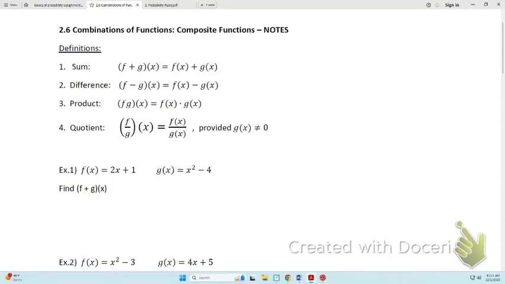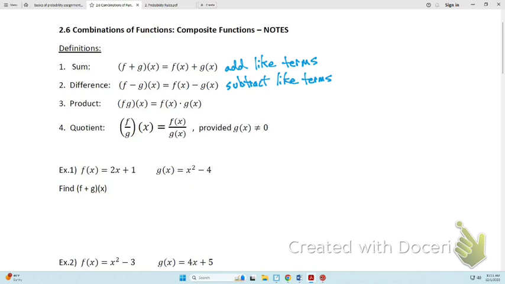In college algebra, we started 2.6. We didn't go very far today. We talked about the sum of two functions. In this case, you just add like terms or combine like terms. If you're subtracting two functions, you subtract like terms. Just be careful with your minus signs because some become plus signs.